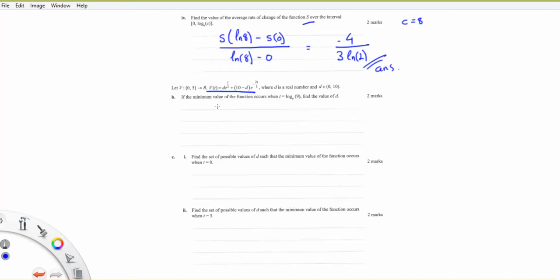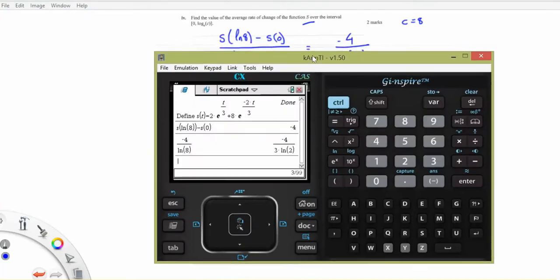So we're looking to find the minimum value of this function. As soon as we see that, we think, right, we need to find the derivative. And we want the minimum value to occur when t is the natural log of 9. And that means that derivative is going to equal 0, and we want to solve for d. We're saying find the value of d such that this minimum occurs when t equals the natural log of 9. So we can get out our CAS here.